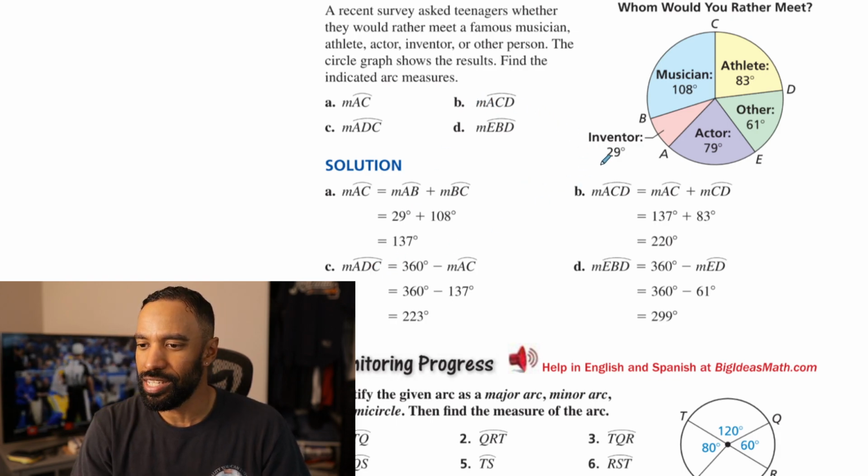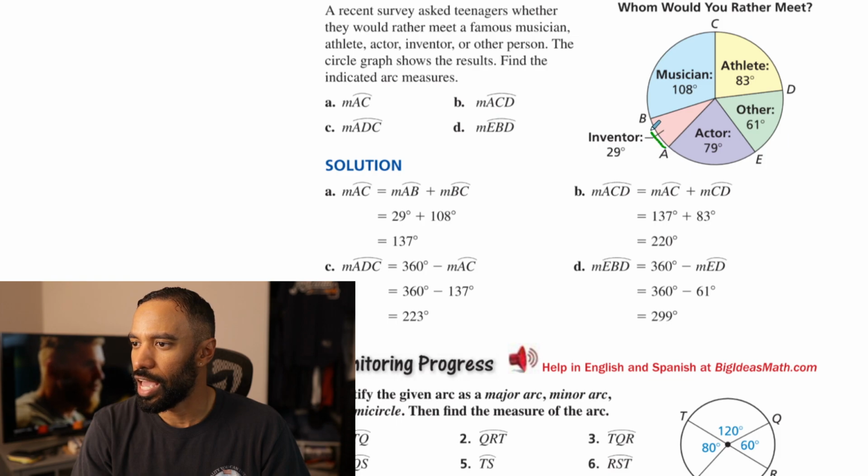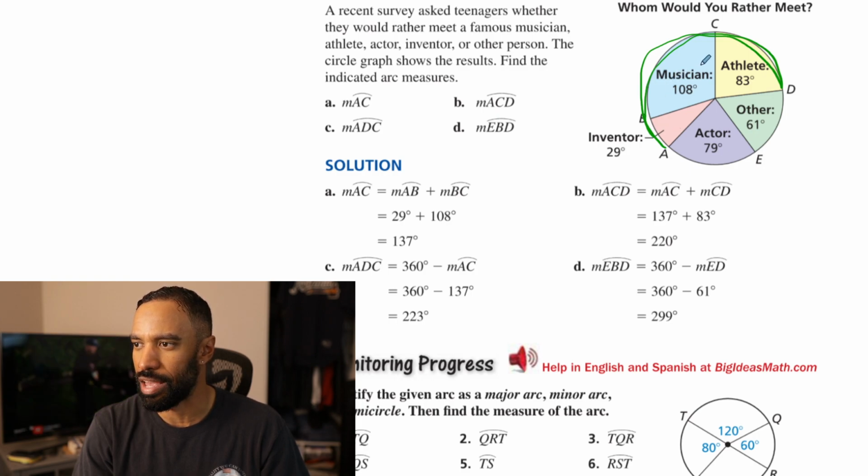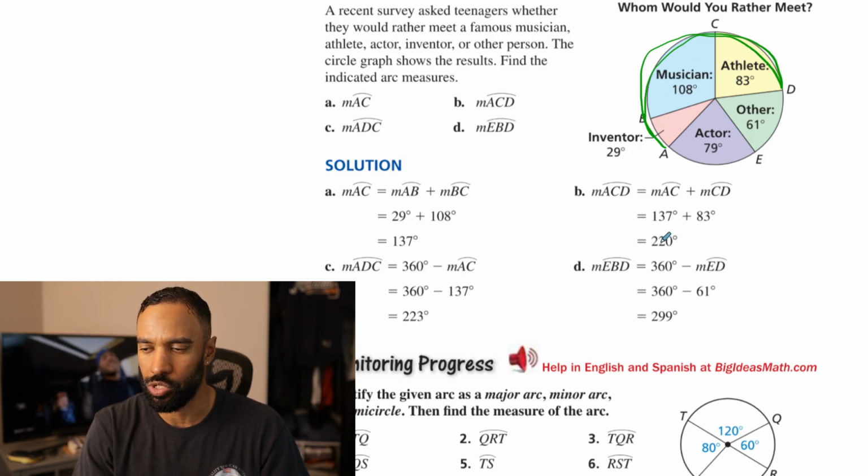Measure of arc ACD, where's that, ACD? ACD is this whole thing. It's got to touch C to get to D from A right there. So we're going to take that 137 and add an additional 83, so we get 220.